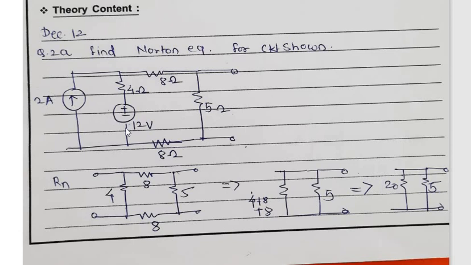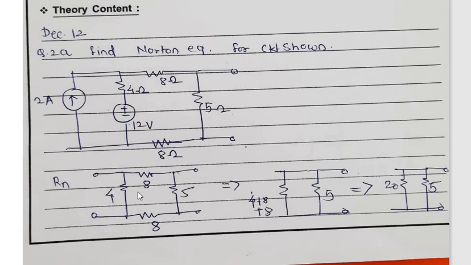This part is open, then this is shorted, so it looks like this: 4, 8, 8 and 5. You may assume that all of them are in series, but it is not like that. First of all, here it is open, so for Rn we are looking into the circuit from this side. Since here it is removed, these three, 4, 8 and 8, will be in series. So the effective resistance will be 4 plus 8 plus 8, that is 16 plus 4, that is 20.